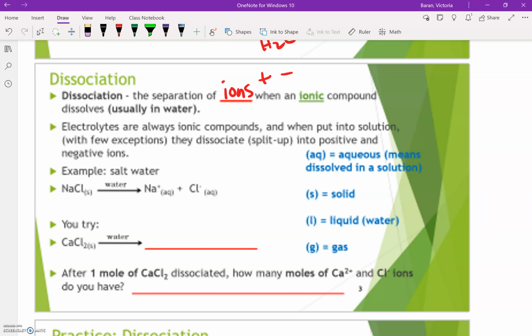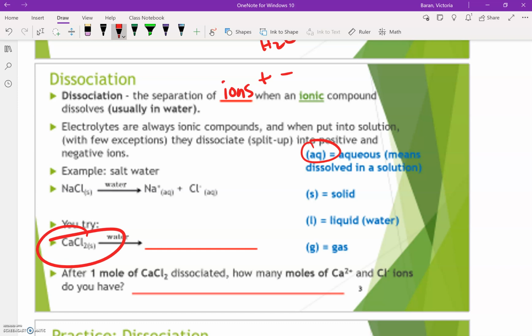Now you're going to start seeing some of these subscripts. Solid, liquid, gas should be pretty familiar, those different phases of matter. However, what might not be so familiar is AQ. That stands for aqueous. That just means something has dissolved in a solution. If you had salt water, that would be aqueous, because you had this solid, but it dissolved and broke up into its individual ions in the solution. So we call that aqueous.